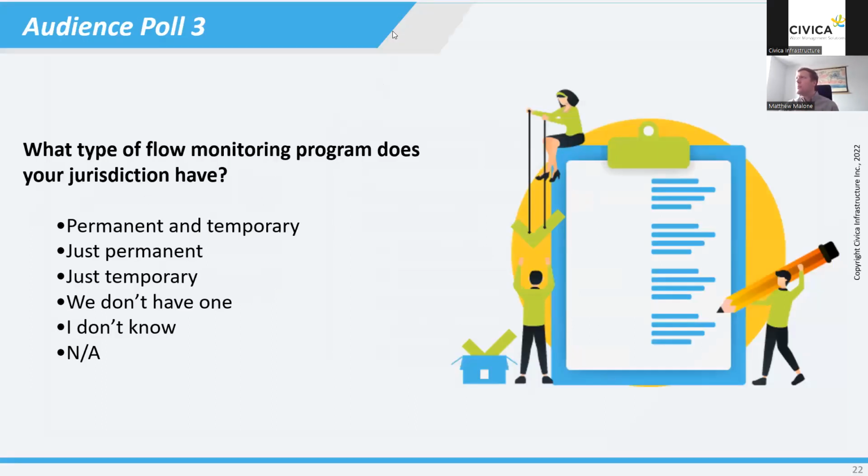So this was another poll that we decided to come up with: from your flow monitoring program, do you have a permanent and a temporary flow monitoring program, or just a permanent, just temporary, or you don't have one at all, or you're not sure? So yeah, I'll give folks a couple seconds to answer that question.